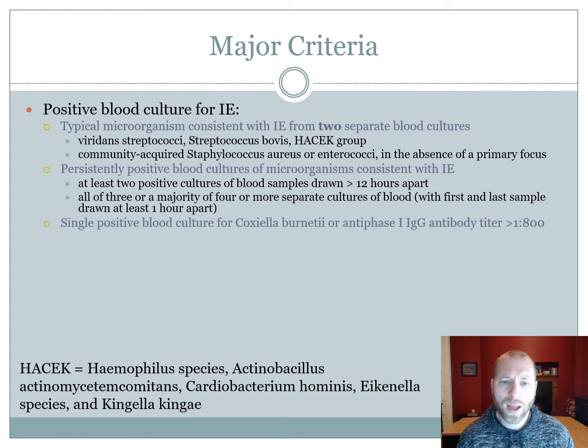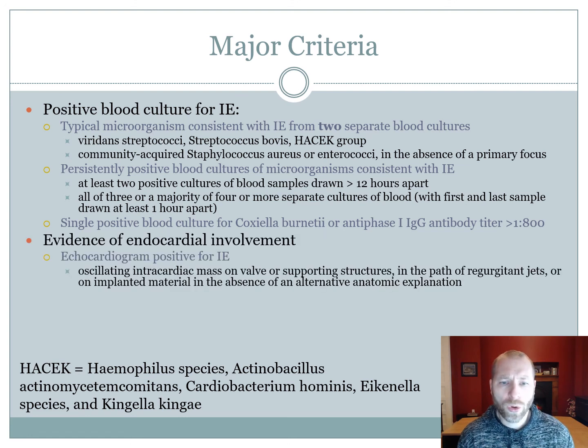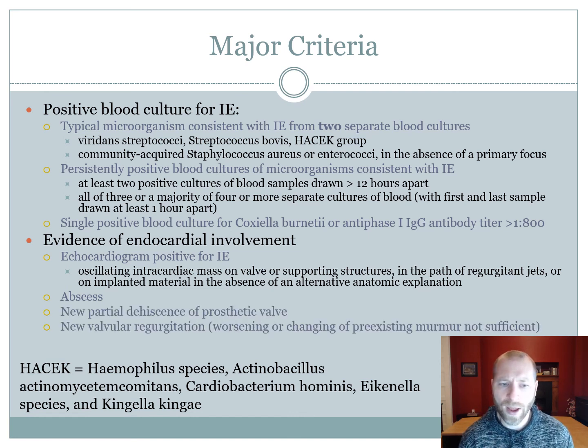Or you can have a single positive blood culture for Coxiella burnetii or anti-phase 1 IgG antibody greater than 1 in 800. Or you can have evidence of endocardial involvement. So that would be an echocardiogram positive for infective endocarditis. And that would include things such as an oscillating intracardiac mass on a valve or supporting structures, basically a vegetation, or evidence of an abscess, a new partial dehiscence of a prosthetic valve, or new valvular regurgitation.